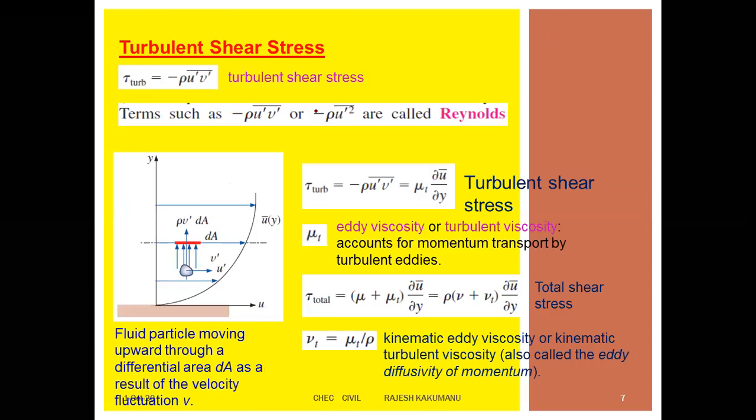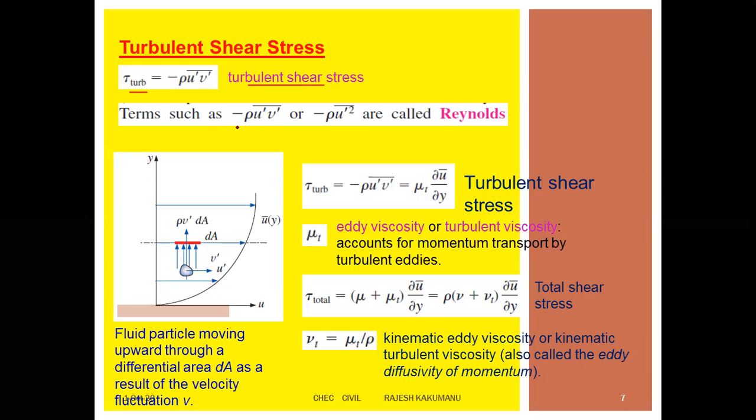So if you see the shear stresses in the turbulent flow, the shear stress in the viscous flow is given by Newton's law: tau is equal to mu of du by dy. Whereas in the turbulent flow, the turbulent shear stress is minus rho into u bar into v dash bar. That is the turbulent shear stress.